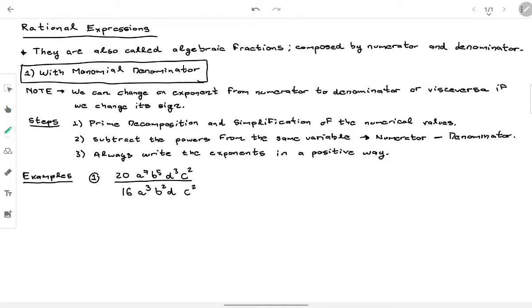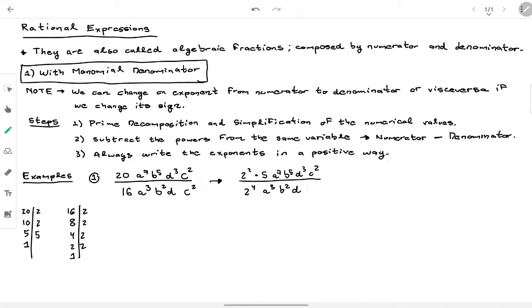So let's see some examples. The first example is going to be something like this. We have 20 and 16. So the first thing we need to do is the prime decomposition of those numbers. 20: 2 is 10, 2 is 5, 5 is 1, and 16: 2 is 8, 2 is 4, 2, 2, 2, 1. So this one we can write a little bit different. We can put it as 2 squared that multiplies 5, and all of them, a to the 7, b to the 5, d to the third, c squared. On the bottom it's going to be 2 to the 4, a to the third, b squared, d, c squared.